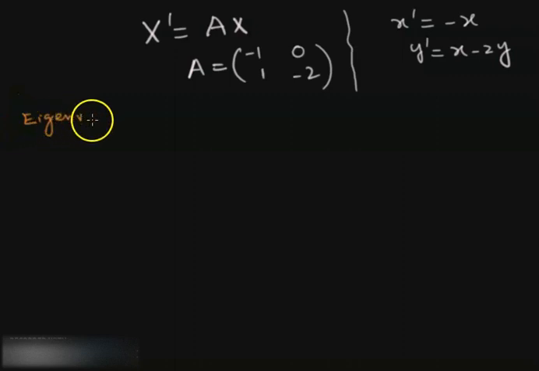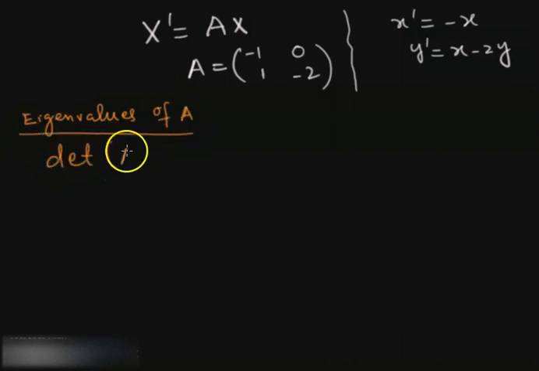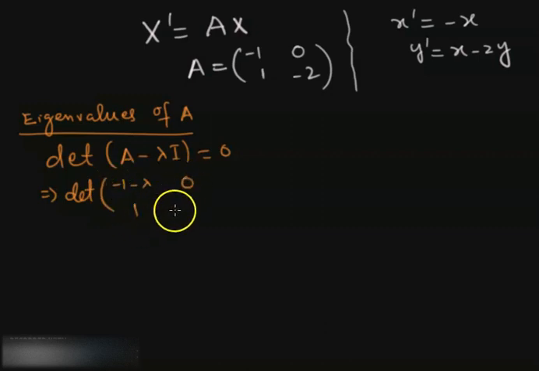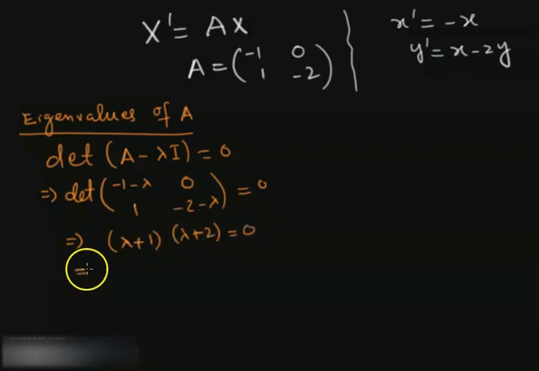Eigenvalues of A. For this we need to set the determinant of A minus lambda I to be 0, which gives the determinant of [[-1 - lambda, 0], [1, -2 - lambda]] equal to 0. It is not hard to show that this is (lambda + 1)(lambda + 2) = 0, which suggests that lambda is either -1 or lambda is -2.